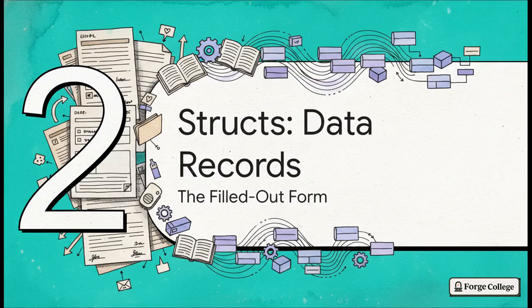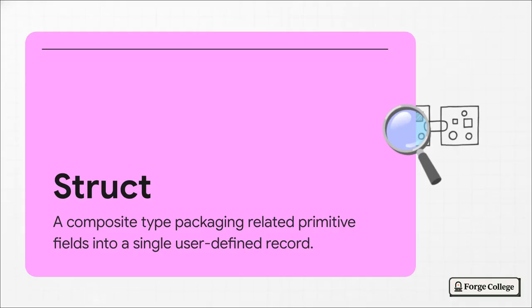Moving right along to section 2, structs, your data records, or as I like to think of them, the filled-out form. A struct is incredibly simple conceptually. It's just a composite type in Solidity that lets you package multiple related primitive fields into a single user-defined record. Think of a struct like a blank template for an office form. When you fill it out, it becomes a single record that collects all those related fields, like a person's name, their age, whether their account is active, into one neat, highly organized unit.